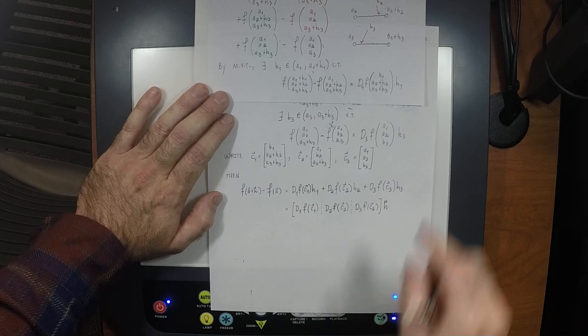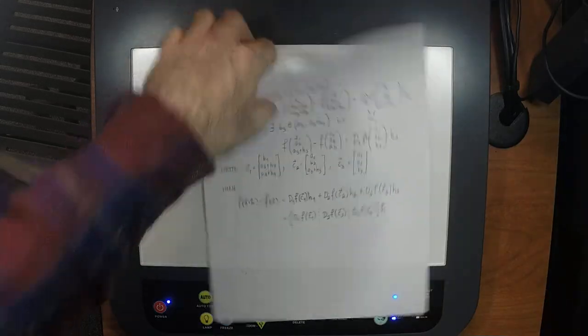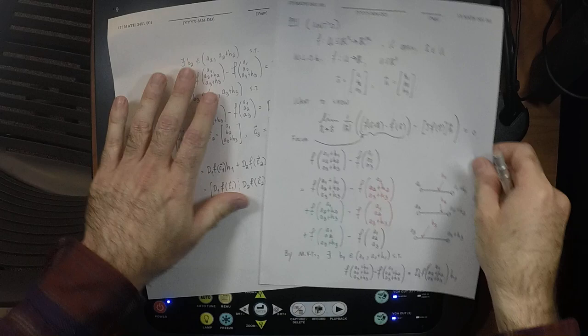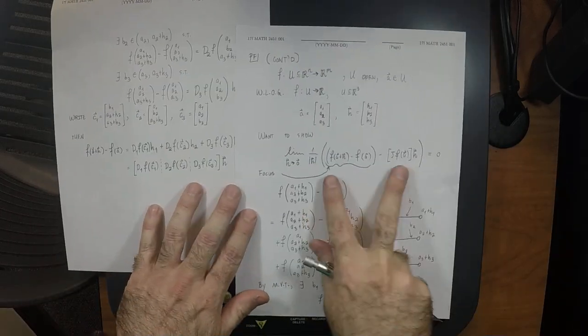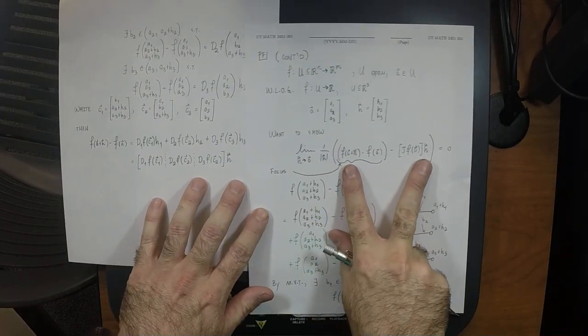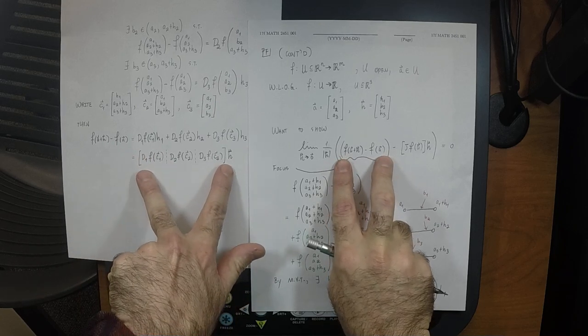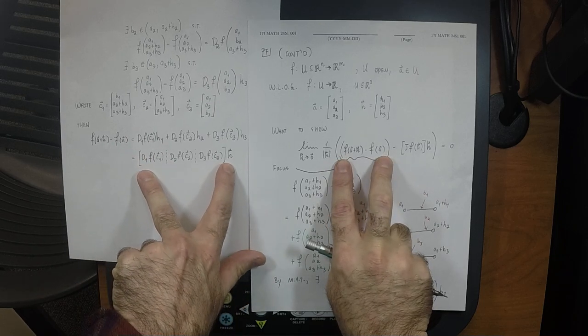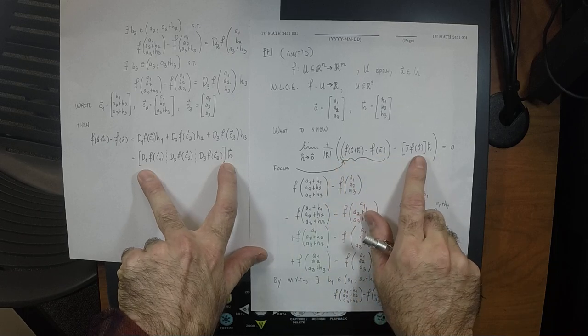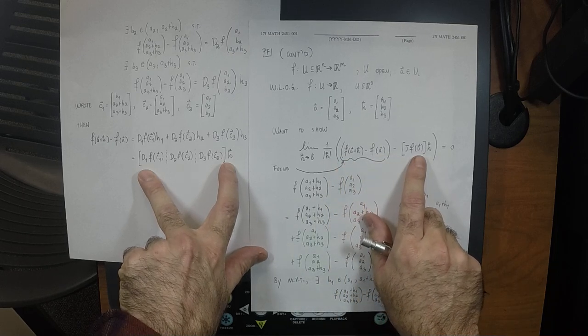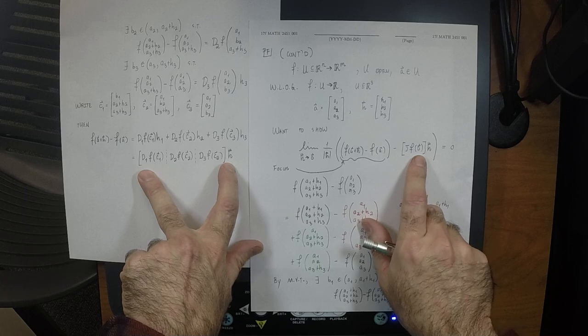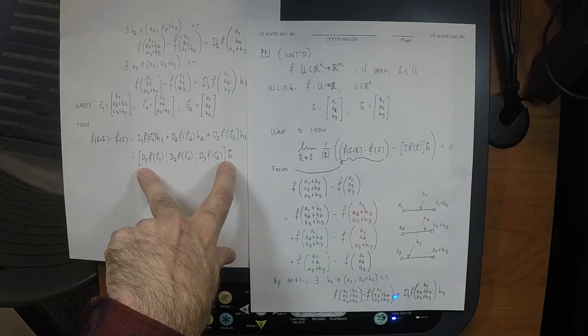Okay, so now look back. What we want to do is we want to show that this limit is zero. And what we have just dealt with, we dealt with this term right here. And that term is equal to that. Now we need to deal with this term. Now what is the Jacobian? It's almost that. But there's a big difference.